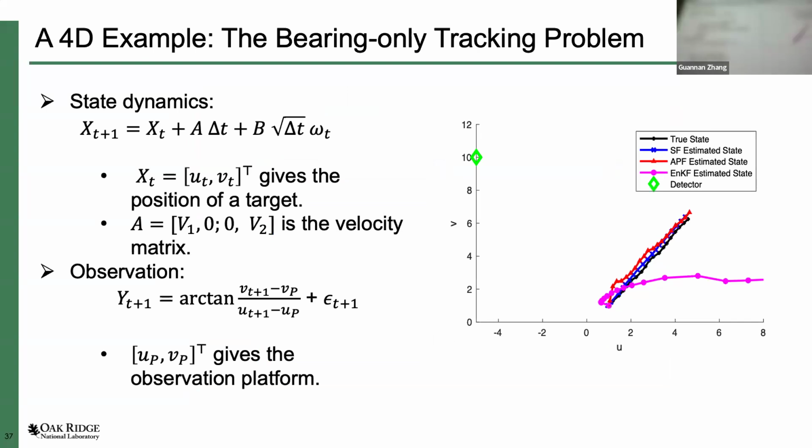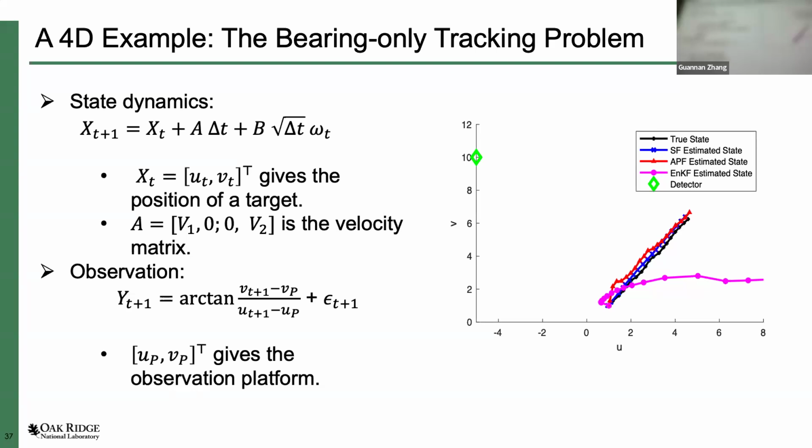That's why we cannot go very high dimension. But we can still use that to do some simple tests, like a bearing only tracking problem, which is a very simple test for nonlinear but low dimensional dynamical systems. Here we have a very highly nonlinear arctangent observation function. And we compare our score-based method, this is the ground truth, with particle filter, augmented particle filter, and ensemble Kalman filter.